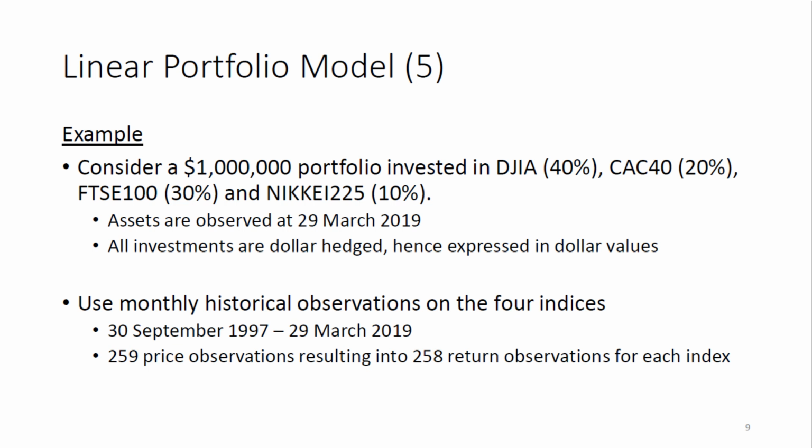We will be looking at a monthly frequency, not a daily frequency, of historical observations on these 4 indices. That's a period from the 30th of September 1997 to the 29th of March 2019. So that means that I have 259 price observations. If I calculate returns for each index, then I have 258 return observations.